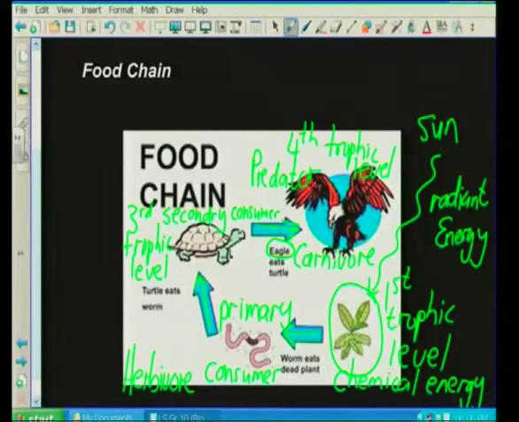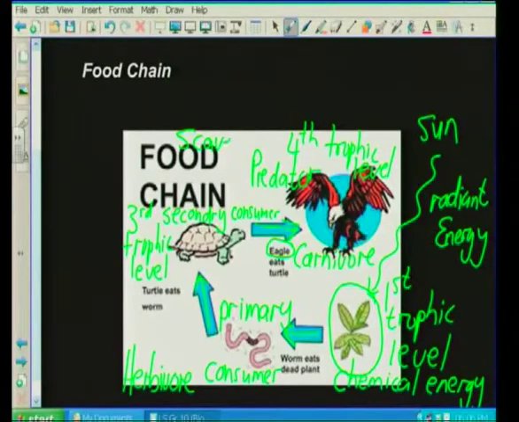That's the last consumer. Now look at this food chain. It's not too long because we have 1, 2, 3 consumers. So it's a good food chain. There's a good flow of energy. I think there's enough energy at all the different levels.